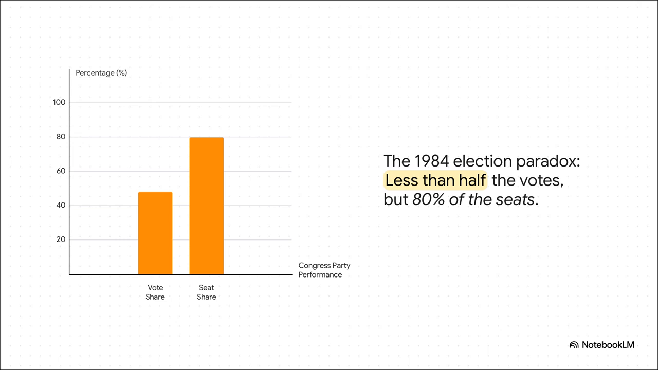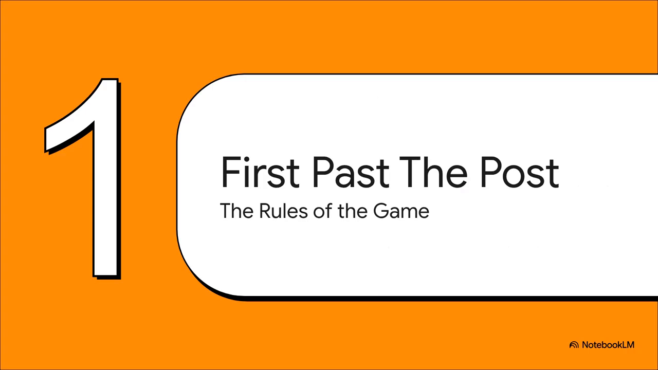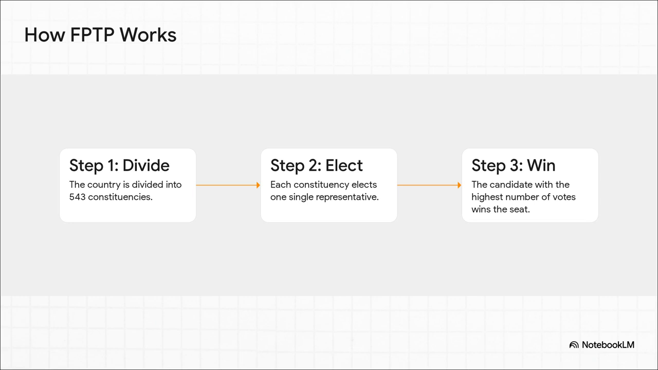What is the secret? Well, the answer, it has a name. It's the system that runs the whole show in India's elections. It's a method called first past the post, or you'll often hear it called FPTP. This is the absolute core rule of the game. So how does this FPTP thing actually work?